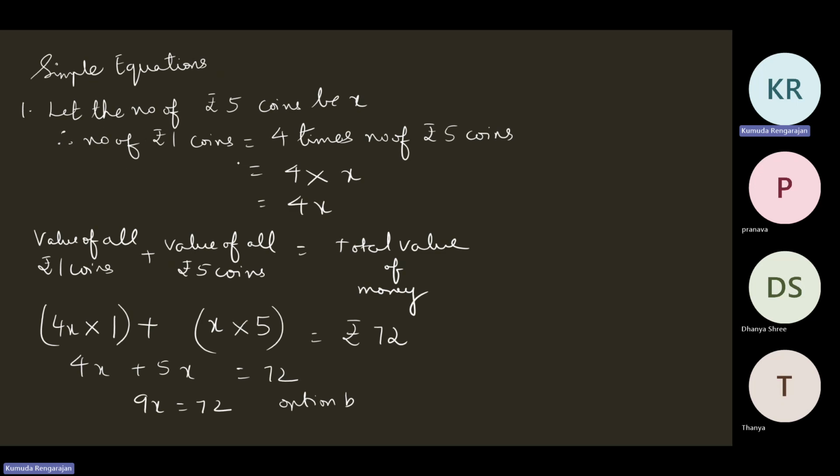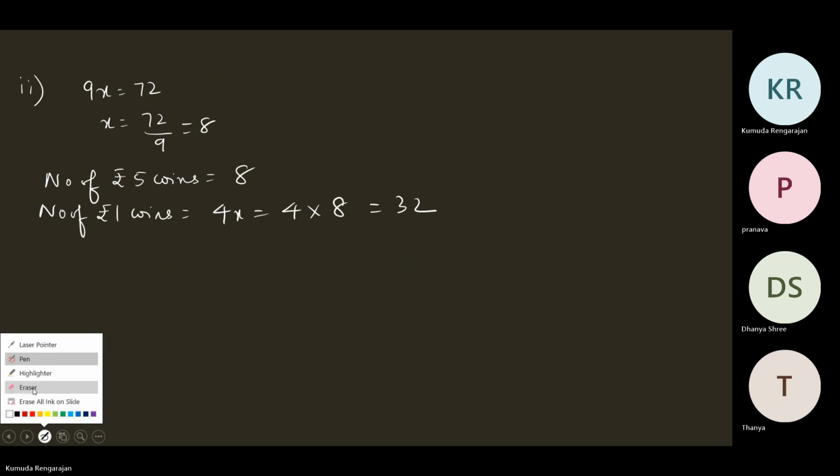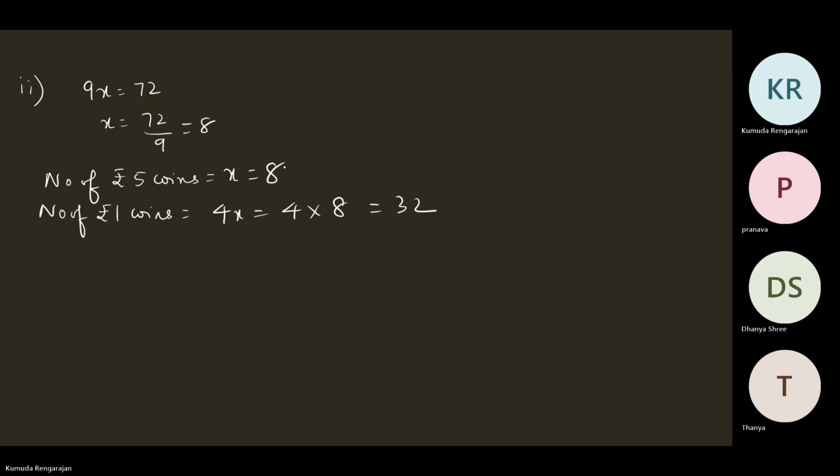Then what's the number of 1 rupee coins? 4x, which is 4 into 8, which is 32. Number of 5 rupee coins is equal to x, which is 8. 1 rupee coins, 4x, which is 4 into 8, 32. Now the question is the total number of coins in Vasu's piggy bank. So total number of coins is equal to 8 plus 32, which is 40. This is the answer for the second one.